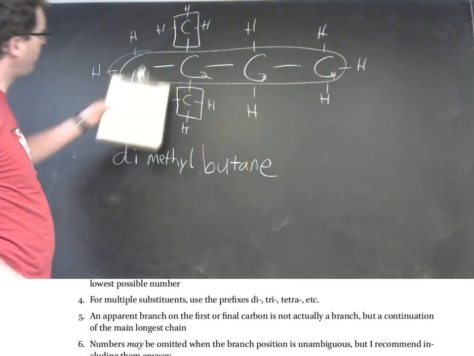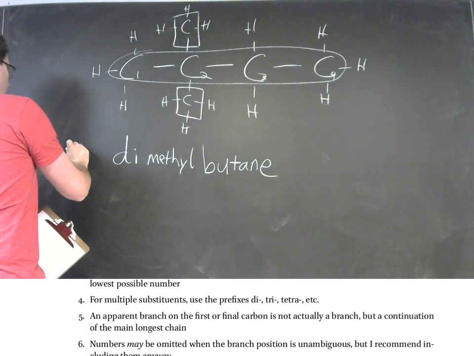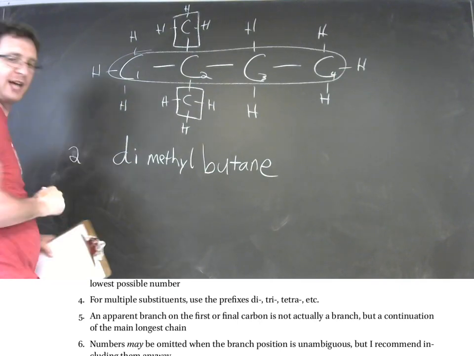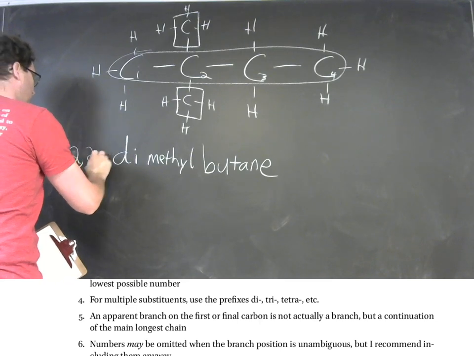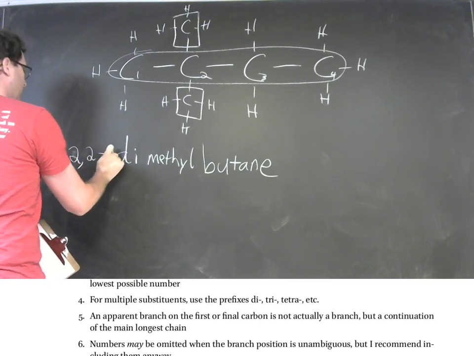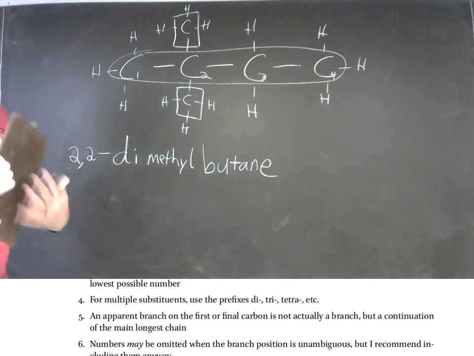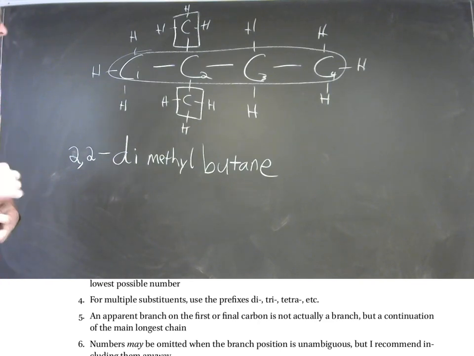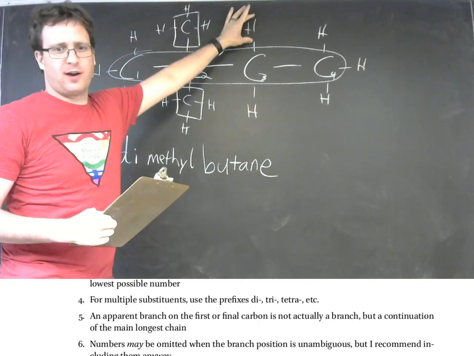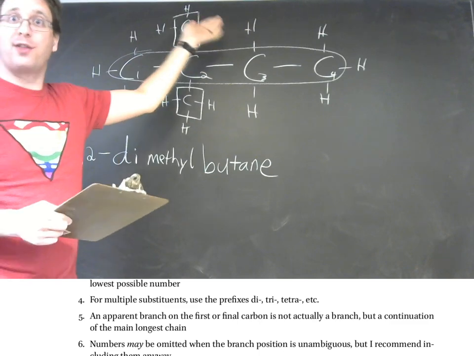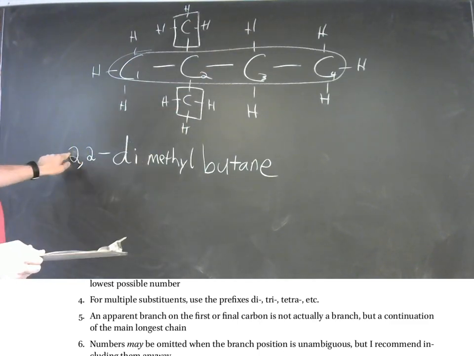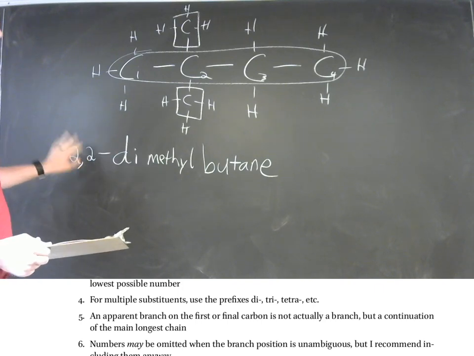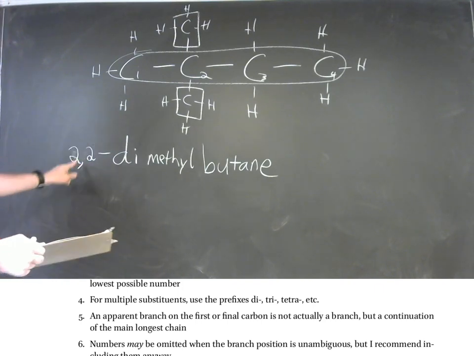They're both located on the second carbon, so I'll put the attachment point of the first methyl, comma, the attachment point of the second methyl, dash. 2,2-dimethyl butane. If this had been over there instead, it would have been 2,3-dimethyl butane. So you will list each attachment point even if they're both the same, and you'll separate with commas.